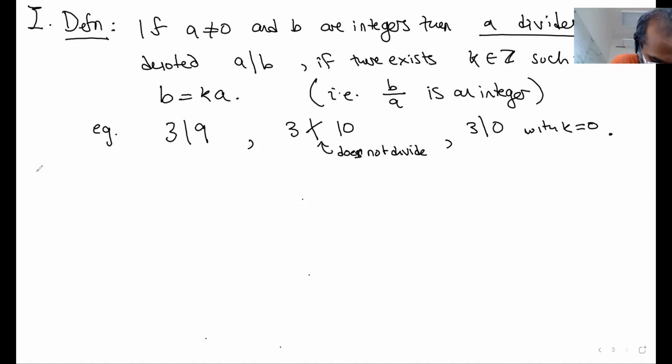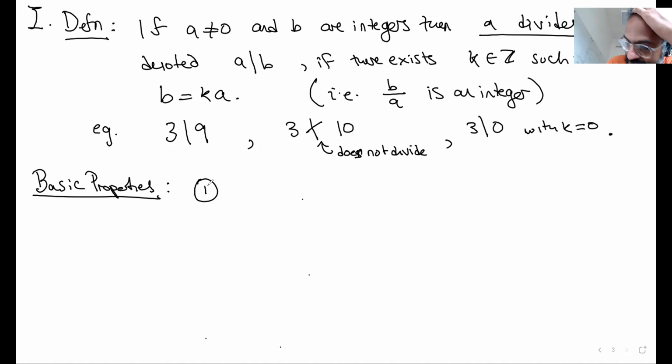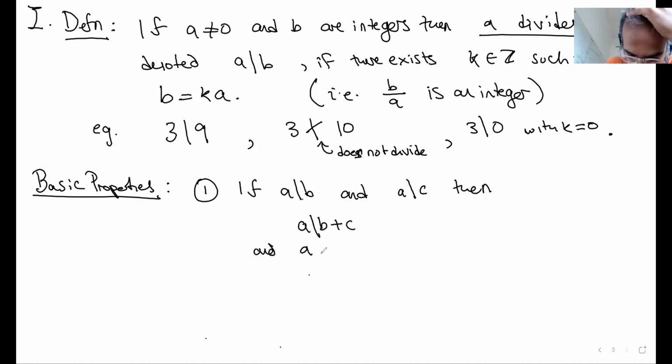Now, what are the basic properties of this notion? There are 2 basic properties that we're going to use pretty heavily in this course and in this lecture. The first is if a divides b and a divides c, then a divides b plus c and a divides b times c. By the way, I made all this fuss about quantifiers, but I haven't explicitly written for all here. What's the implicit quantifier here? All a, b, c. Yeah, all a, b, c.